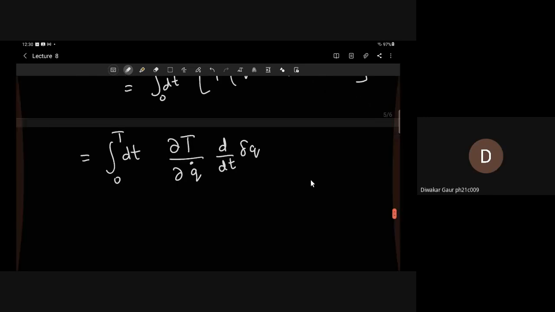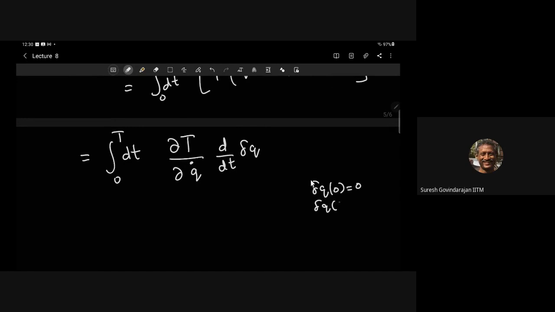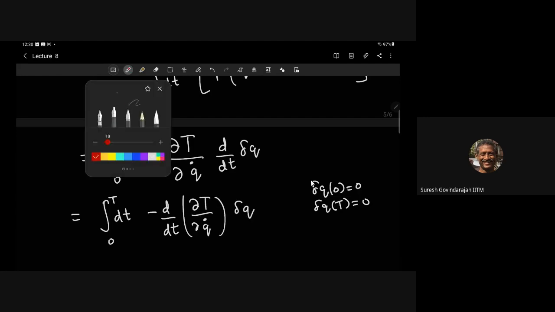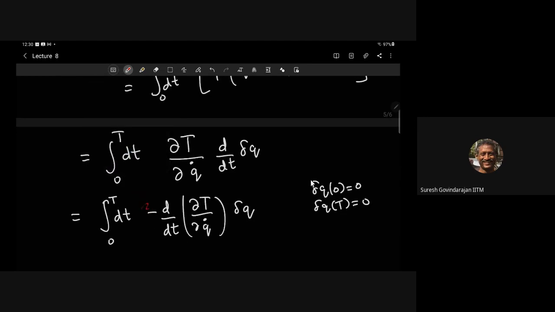Integration by parts. Integrate by parts, and the surface term will vanish because delta q of 0 equals 0, delta q of t is 0, because the endpoints are not changing. So we do this, integrate by parts, you get a minus sign, so we get integral 0 to t dt minus d by dt of... okay, so now we are ready to identify the functional derivative, whatever comes between the integral and delta q, that's all we need. This is what we get.